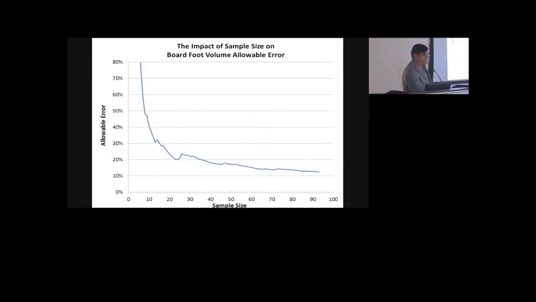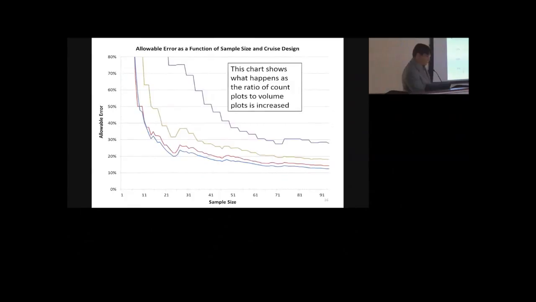412 trees in all 93 plots were used to get this curve. So this is the best I can do. Every tree in the cruise was measured for height and diameter. Very expensive. So what happens if I analyze these data a little differently and look at them from a count plot, volume plot perspective? That's what this chart is going to show us.